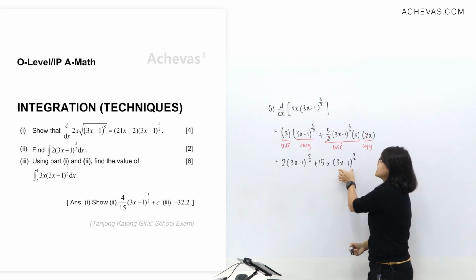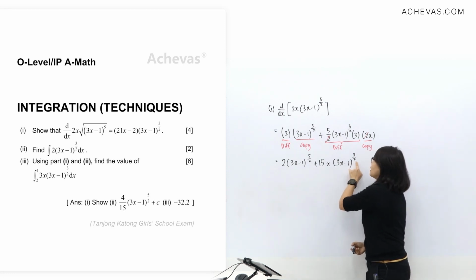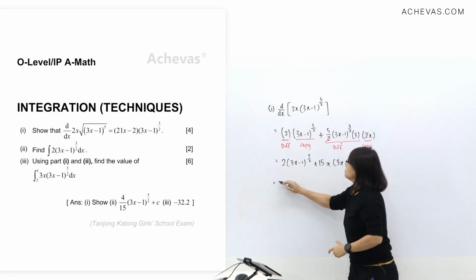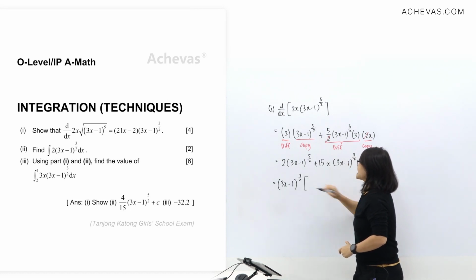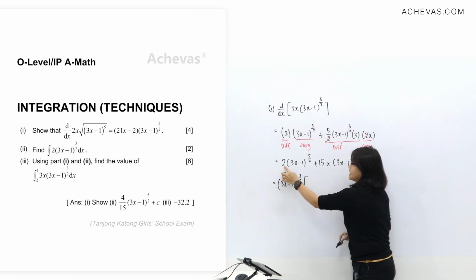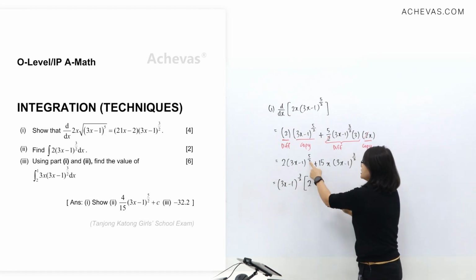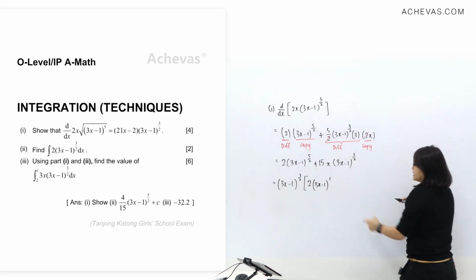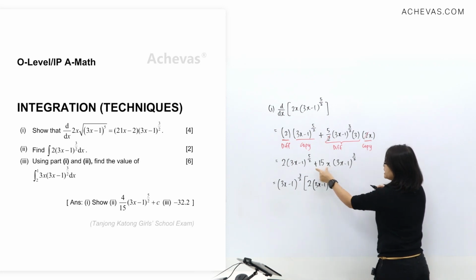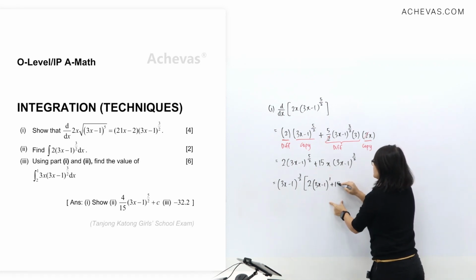Next, I'm going to factorize 3x minus 1 with the lower power, which is 3 over 2. So what's left then? Take this out, I'm left with 2 here. This power 5 over 2, taking out 3 over 2, I'm left with power 1. And the next term here, I take this whole thing away, I'm left with plus 15x.